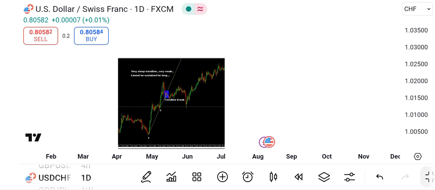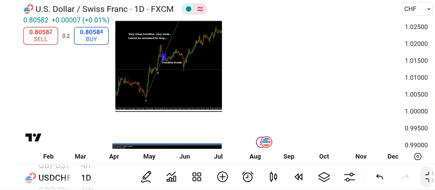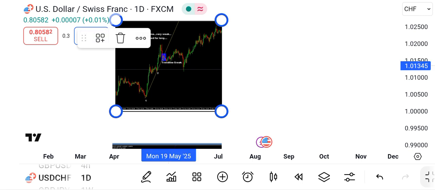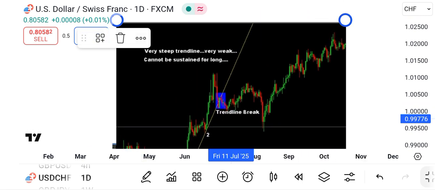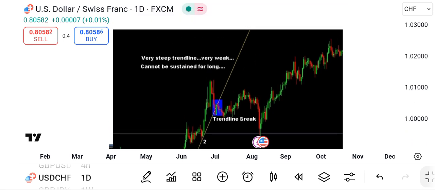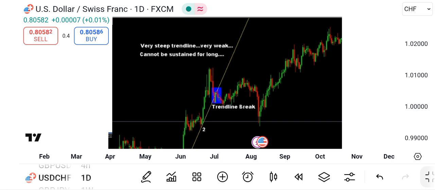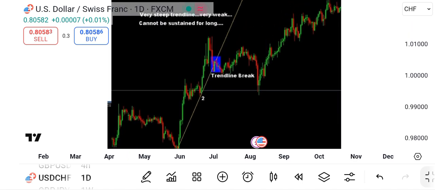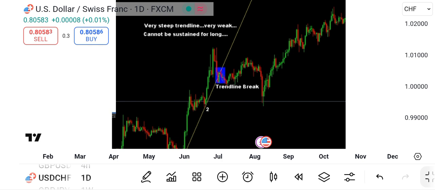So now, let's highlight what we call a steep trendline. Let me show you what a steep trendline means. You can see this is what we call a very steep trendline, very weak, cannot be sustained for long. This is what we call a steep trendline, and this kind of trendline is very weak.